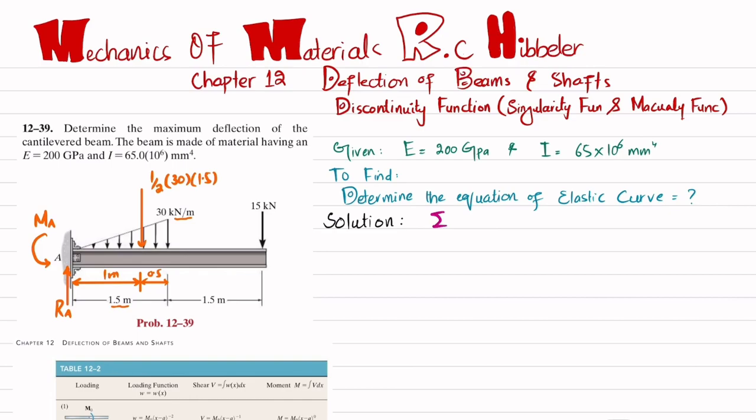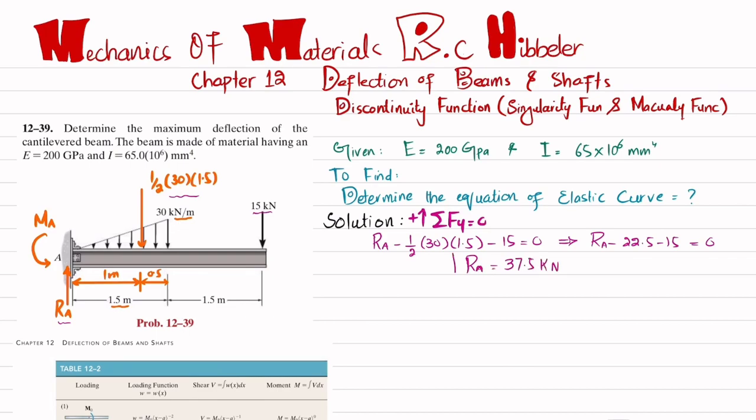The first equation of equilibrium is that the sum of all forces along the y direction must be equal to 0, and upward force is taken as positive. One force is Ra, the second one is this one, and the third one is this one. Their sum must be equal to 0. Ra is upward, so we will write Ra plus, the other one is downward, so minus 1/2 into 30 into 1.5, and the third one is minus 15, also downward, and their sum must be equal to 0. From here we will have Ra minus 22.5 minus 15 equal to 0, and this Ra will be equal to 37.5 kilonewton. Okay, so this is the value of Ra.